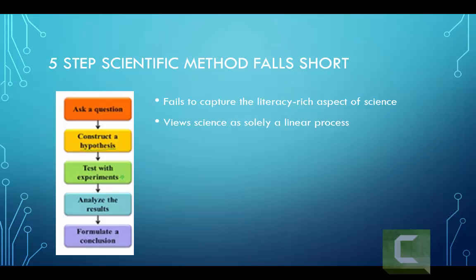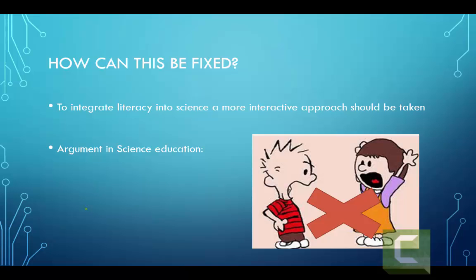The 5 step scientific method that we all know and love, which is right here, has us ask a question, construct a hypothesis, test with experiments, analyze the results, and formulate a conclusion. This method is a little bit antiquated and it fails to actually capture the literacy rich aspect of science, and it views science as a linear process. So, how can this be fixed?